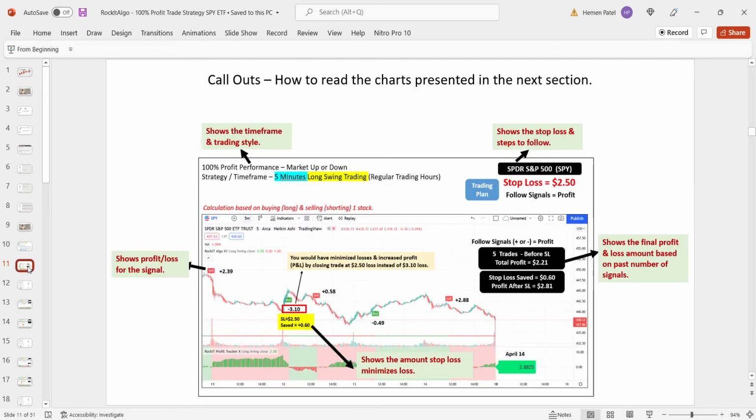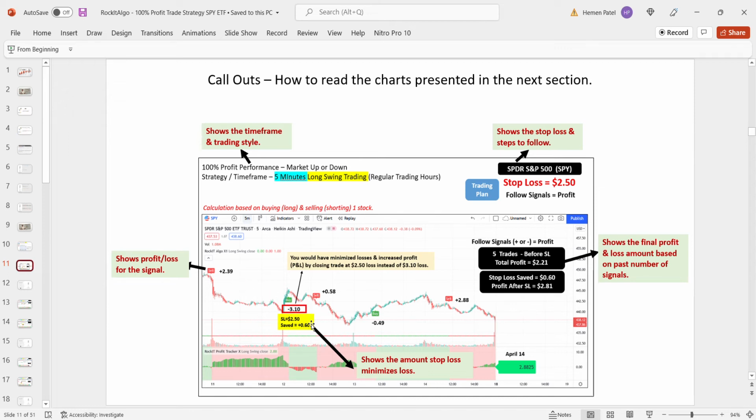profit and loss statement. So before we dive in, really quick, let me call out how to read the charts presented in the next sections. The top left shows a time frame and trading style, like 5 minutes long swing. That's an example. Here is a strategy, top right: a stop loss and follow signals equals profit. Then on the left-hand side, you have these signals. These red and green are buy and sell signals. And the amount there is either a plus or a minus. Either you made money or you lost money.